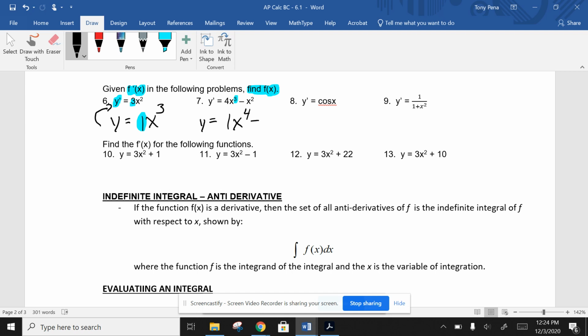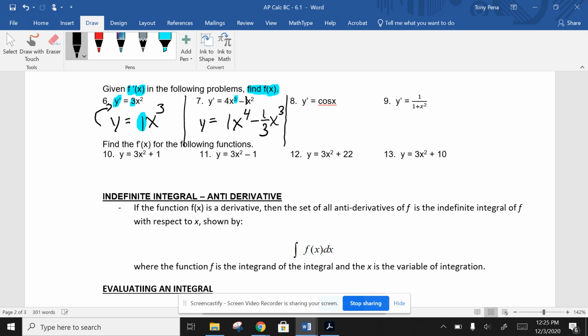This one's a little more thought. This would have had to have had a power of 3 if the derivative has a power of 2. So 3 multiplied by what would have given us a derivative coefficient of 1, right? And wouldn't that then have to be 1/3? So that has to be the original function, all right?